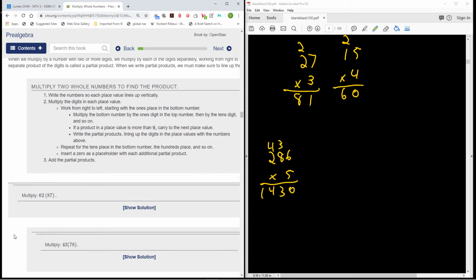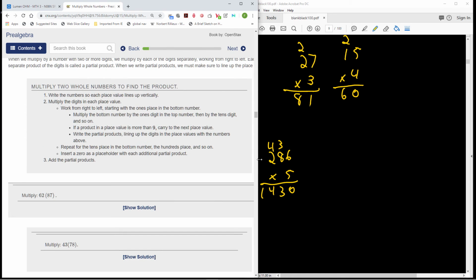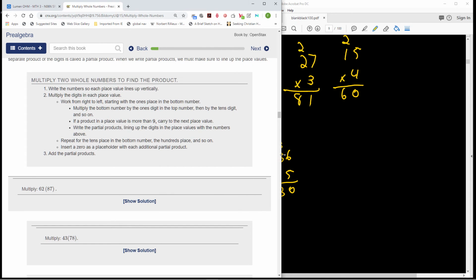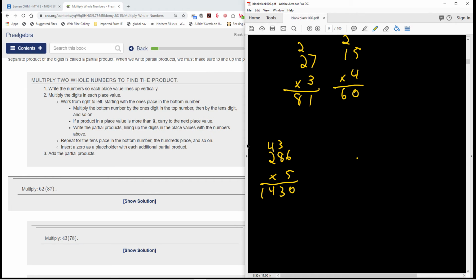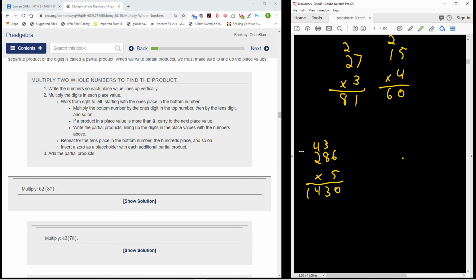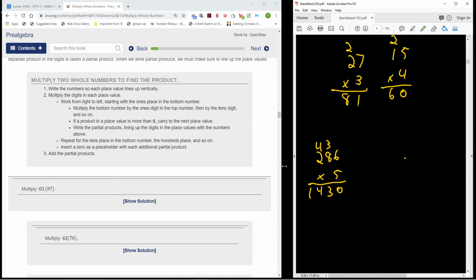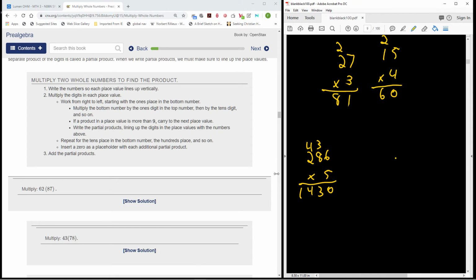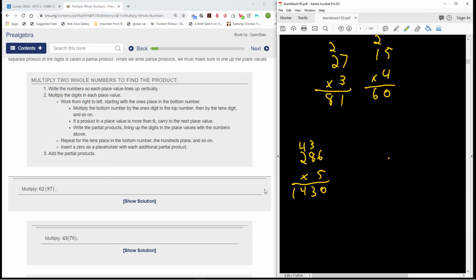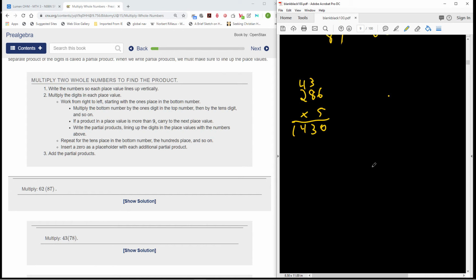Now they're going to something called the method of partial products. Okay. So with the method of partial products, you take the product that gives you the number of ones, the product that gives you the number of tens, then you add them together.